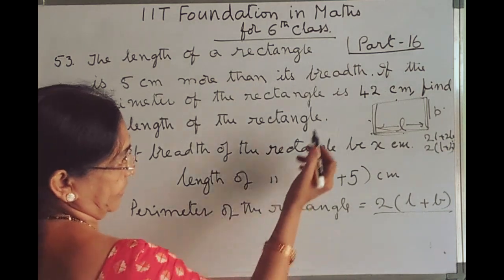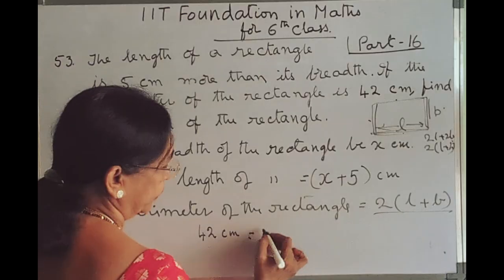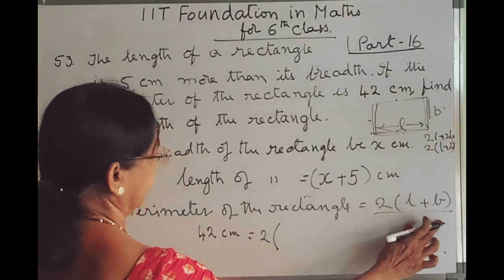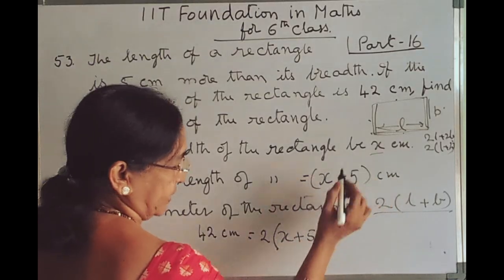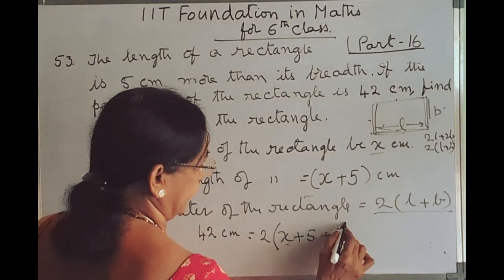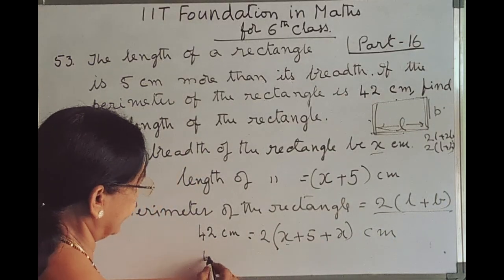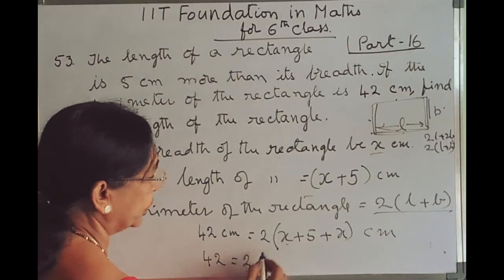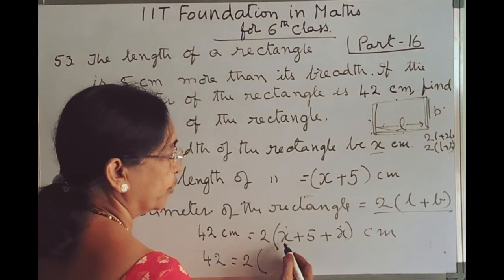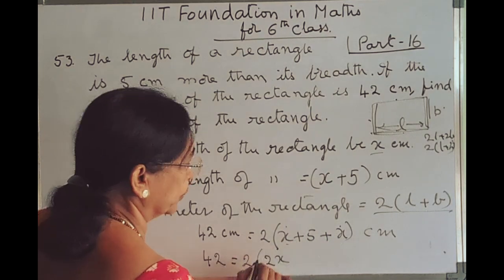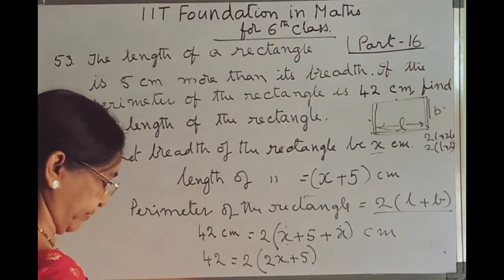So, perimeter is given as 42 centimeters. So, 42 centimeters is equal to 2 into (length plus breadth). Here length is x plus 5, breadth is x. So, we can write it as 42 is equal to 2 into (x plus 5 plus x). x and x are like terms. We can add them, then we get 2x plus 5. 42 is equal to 2 into (2x plus 5).